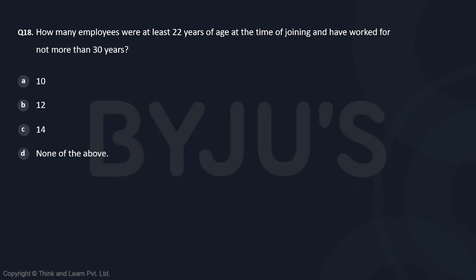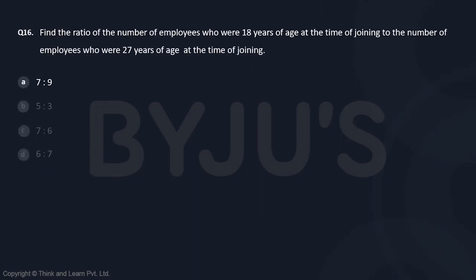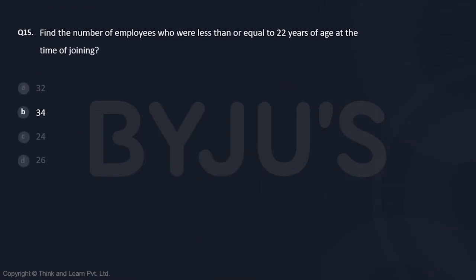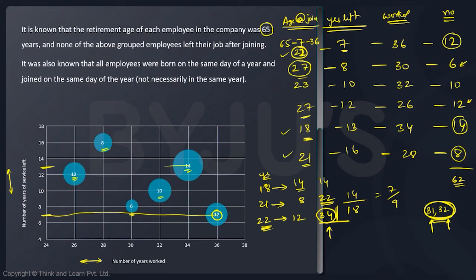Next, how many employees were at least 22 at the time of joining and have worked for not more than 30? So you need greater than or equal to 22 and less than 30. You can't count 30. Not more than 30. Yeah, less than or equal to 30. You can count 30. More than 30 you should not count. So equal to 30 you can count. So greater than or equal to 22, less than or equal to 30. Let's see how many people are there like that.